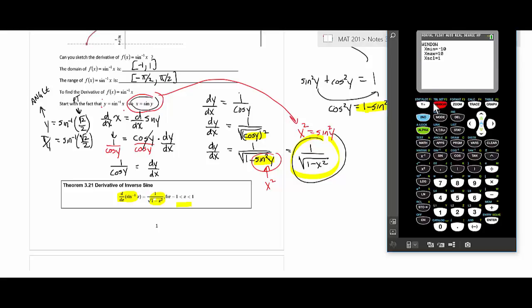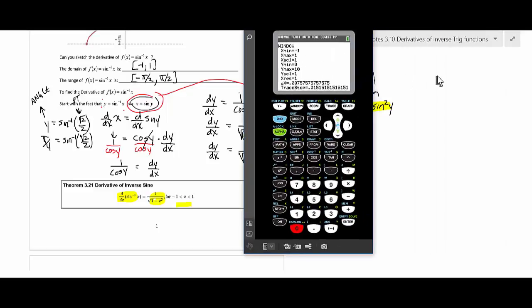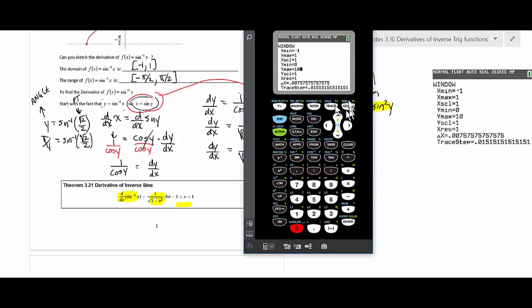So for the window, let's go negative 1 to 1. And for the y's, we can start at 0 and go up to like 20 or something. No, let's actually just go 10. Let's just go 0 to 10 by a scale of 1. So let's try that viewing window, graph it out and see if you don't get that U shape, like we had. Let's see what we got here.